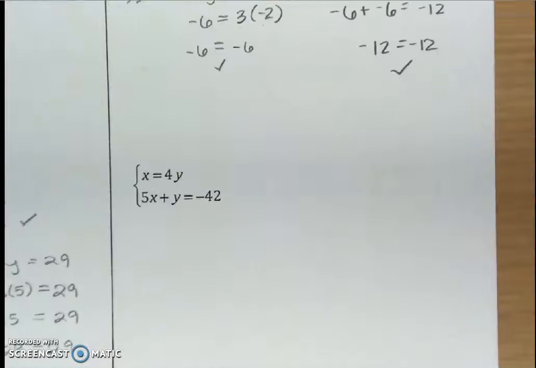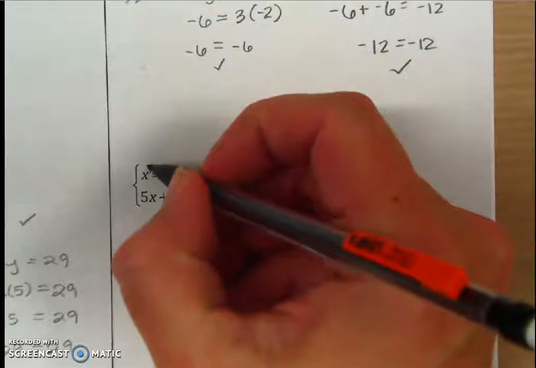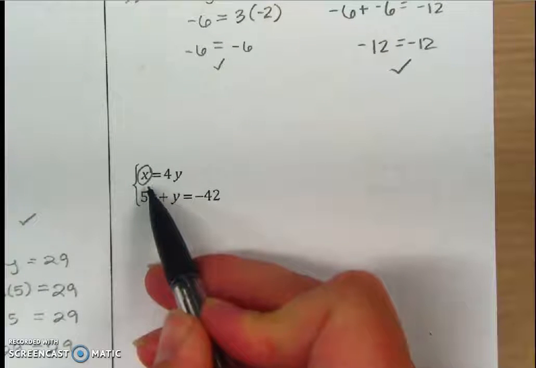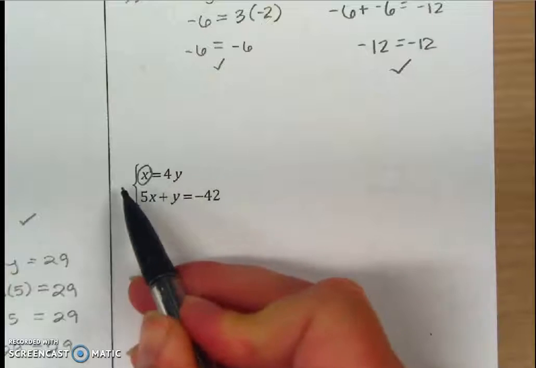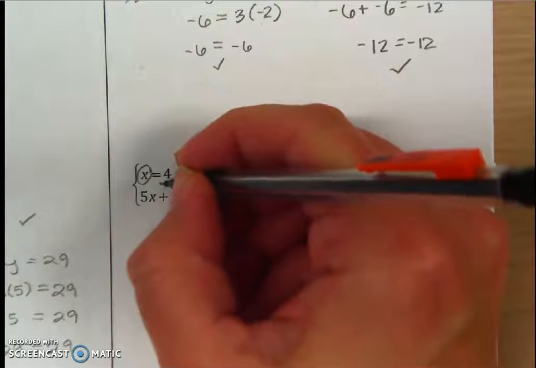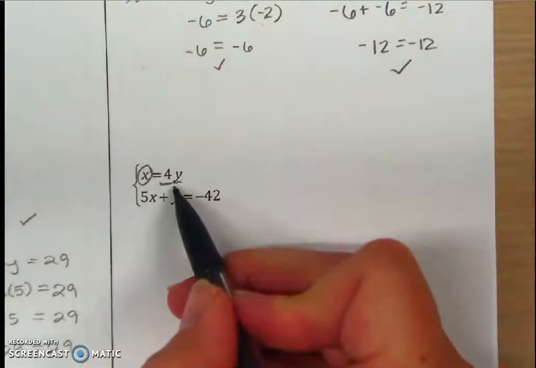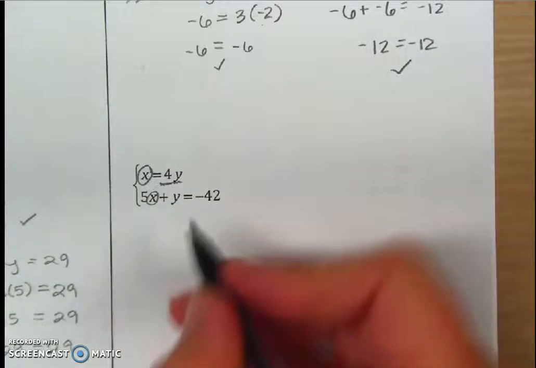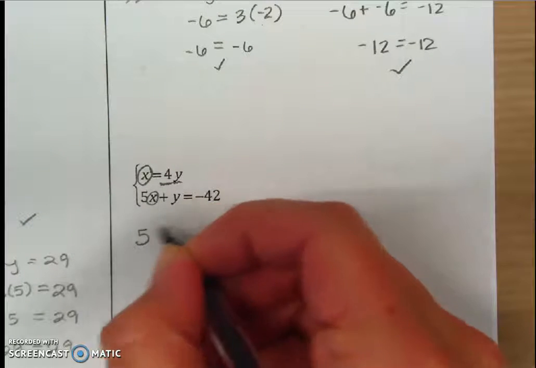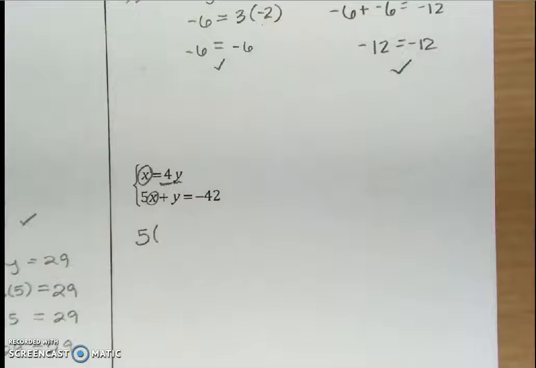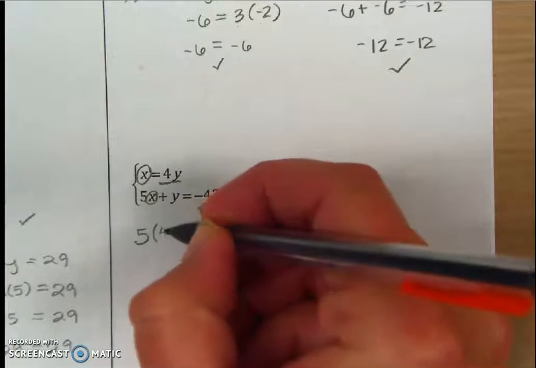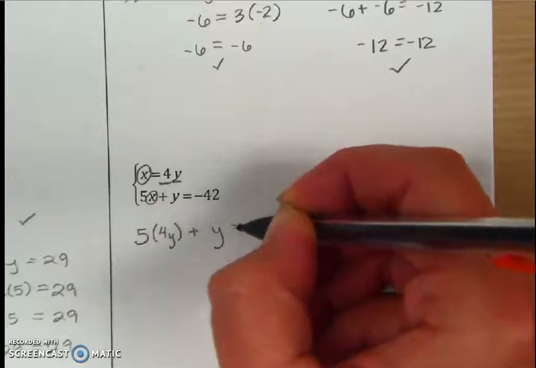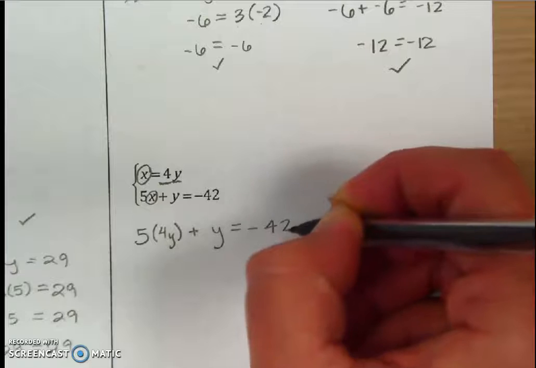All right, let's try this one down here. I see a variable by itself. So I see x is all alone, isolated on one side of the equation. So whatever's across from that can be replaced for x. So I can replace any x's with a 4y. I see x in the second equation right there. So I'm going to rewrite that as 5 times, instead of x, I'm going to write 4y. So 5 times 4y, and then I'll continue, plus y is equal to negative 42.